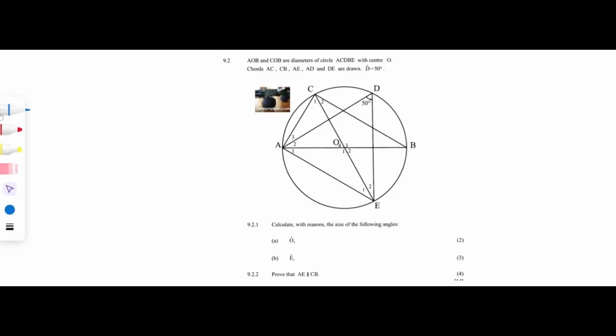Now, look at this question that we have over here. We have 9.2: AOB and COB are diameters of the circle ACDBE with center O. Chords AC, CB, AE, and DE are drawn. Now, D is 50 degrees.